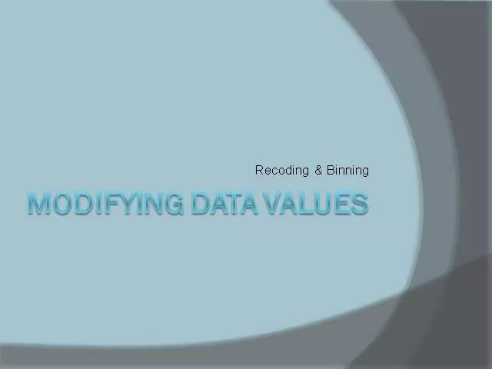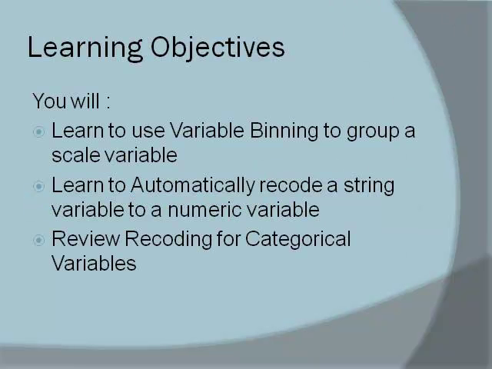In this lesson, we will look at modifying data values. That is, recoding and binning data that has already been entered into the data editor. In this lesson, you will learn to use variable binning to group a scale variable. You will learn to automatically recode a string variable to a numeric variable, and you will review recoding for category variables.